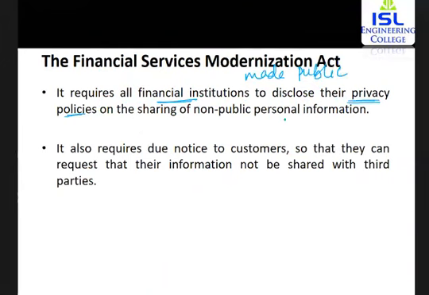Now this needs to be made public so that users get to know that their personal information is not going to be shared and is not going to go public. This also requires due notice to customers so that they can request that their information not be shared with third parties. That is the Financial Services Modernization requirements.